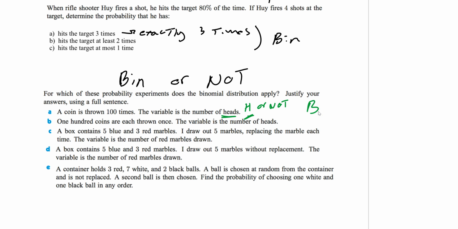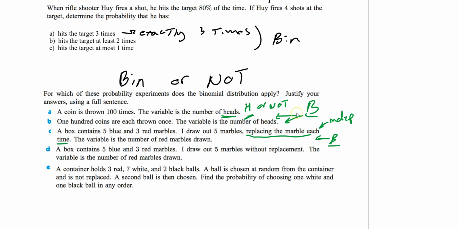100 coins are each thrown once. The variable is the number of heads. That's pretty much the exact same situation, so yes, it's binomial also. Off to a good start. A box contains 5 blue and 3 red marbles. I draw out 5 marbles, replacing the marble each time. There's the key. Replacing the marble each time means the odds are not changing, so it's independent. And the question is the number of red marbles, so you have 2 options: it's either red or not red. That's also binomial. So far, we're 3 for 3.